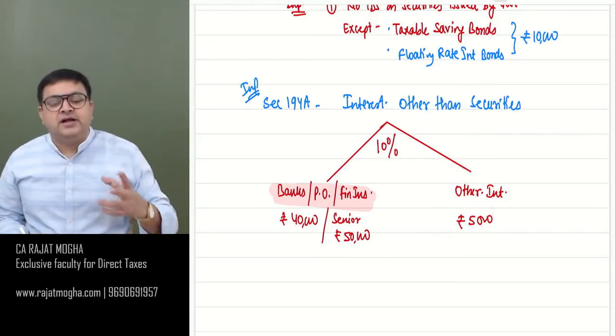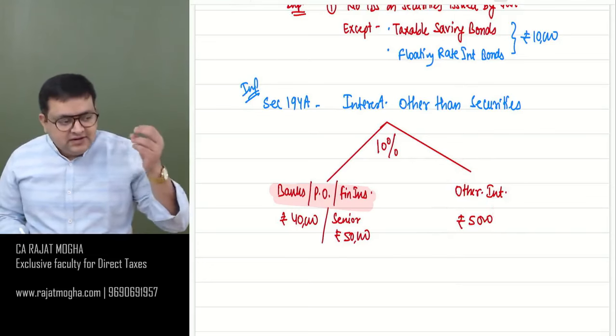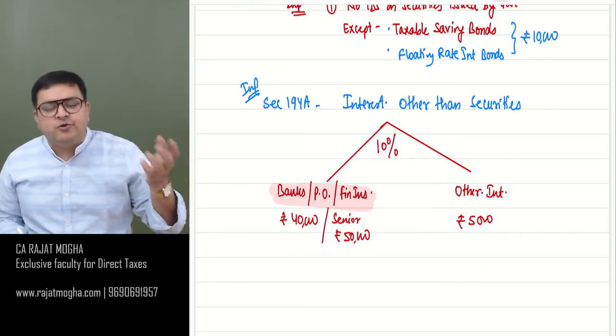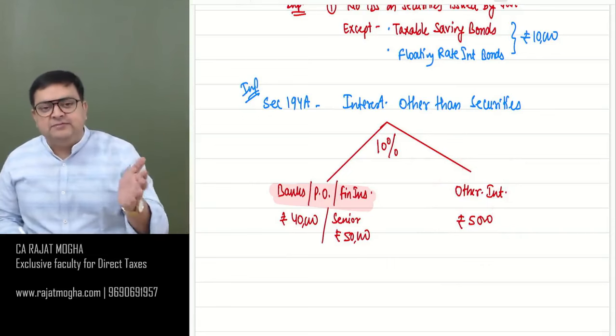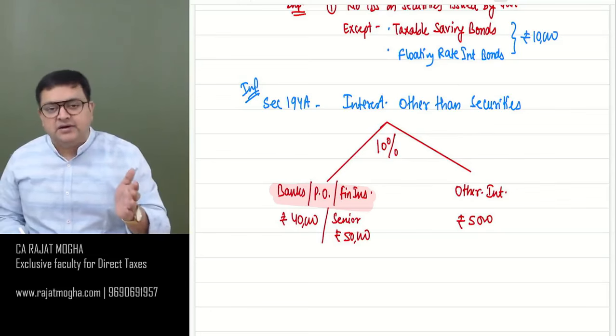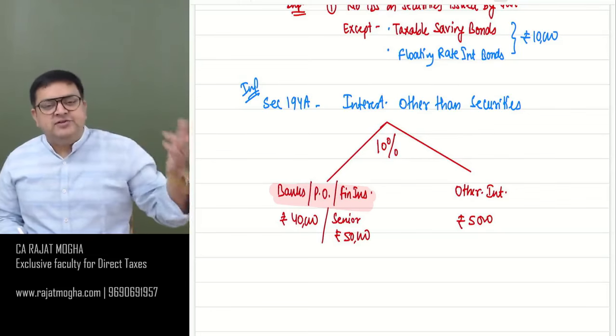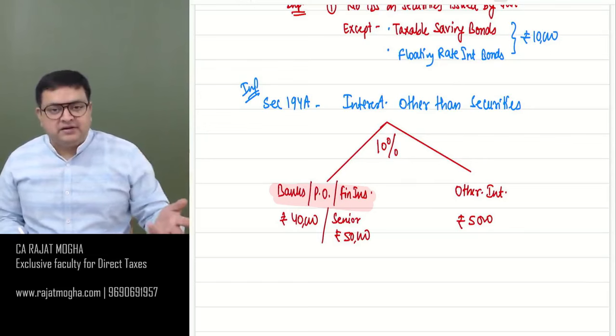Now, other interest. Who is the deductor? That borrower. Let's say it's a partnership firm. Those who have borrowed the money, they are giving us interest. These people are called deductor. Correct? To any individual I have given this money, that is the deductor.